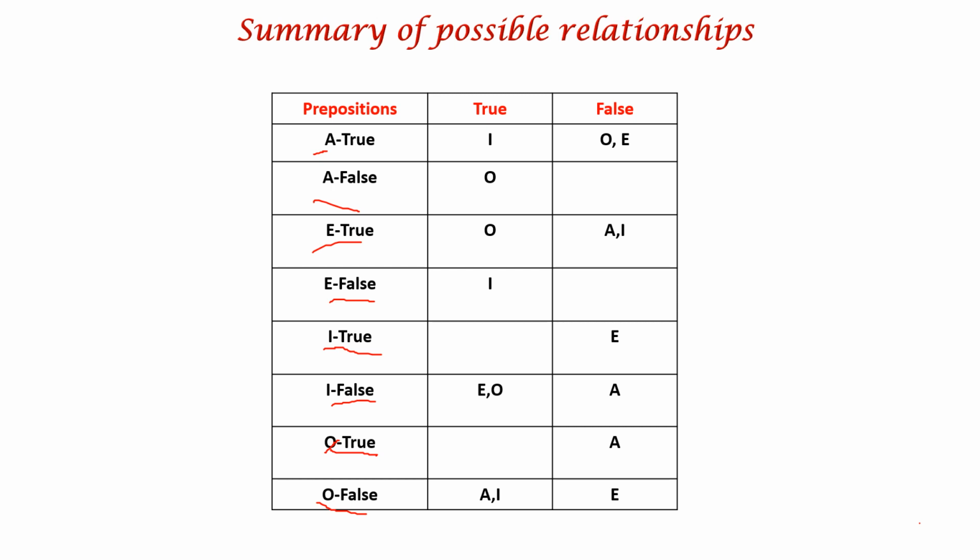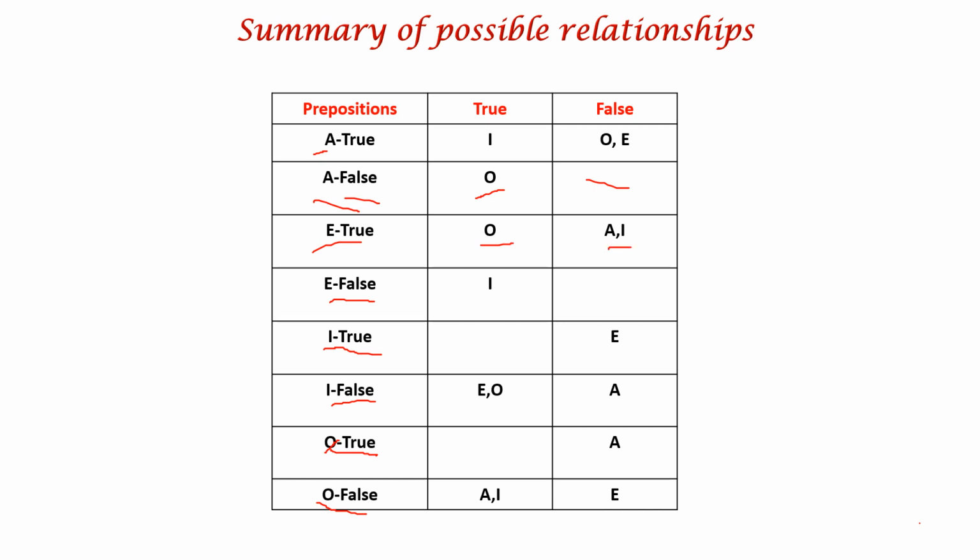If A type is true, then I will be true and O and E will be false. And if A statement is false, then O will be true. Nothing can be said about the other, E and I. If the cell is blank, that means nothing could be said about the other types. If E is true, then O will be true.